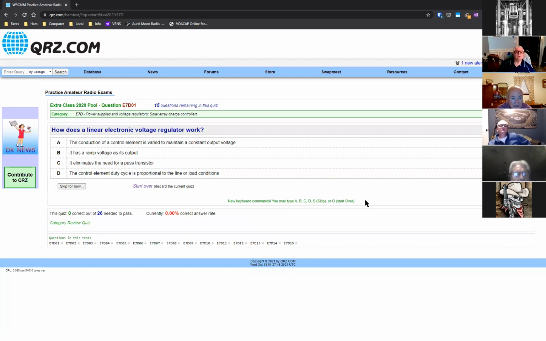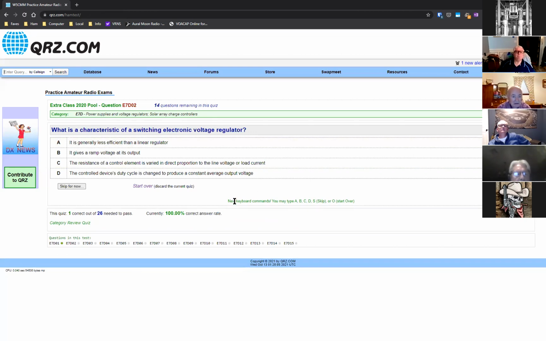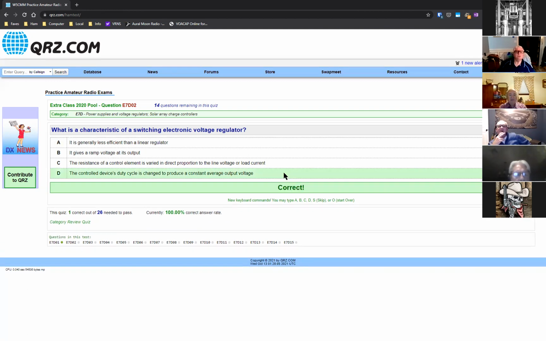How does a linear electronic voltage regulator work? A. Yeah, that's going to be A. What is a characteristic of a switching electronic voltage regulator? D. Yeah, it's going to be D.